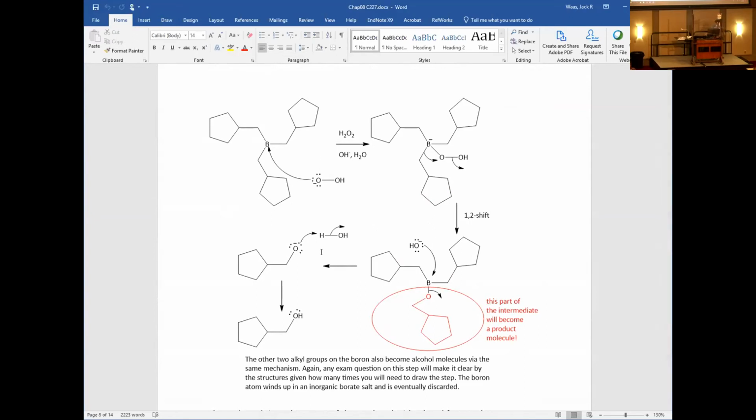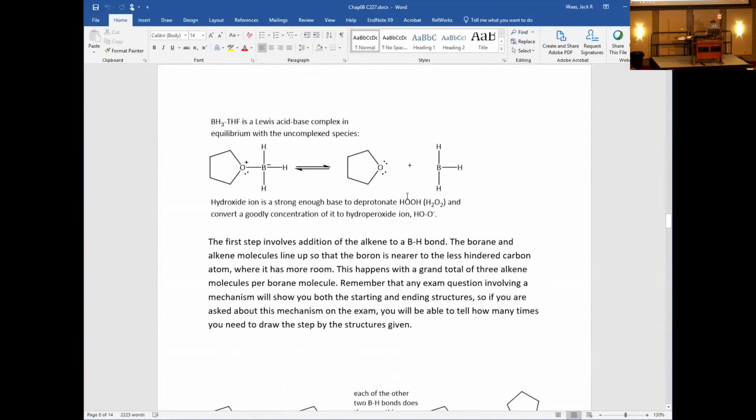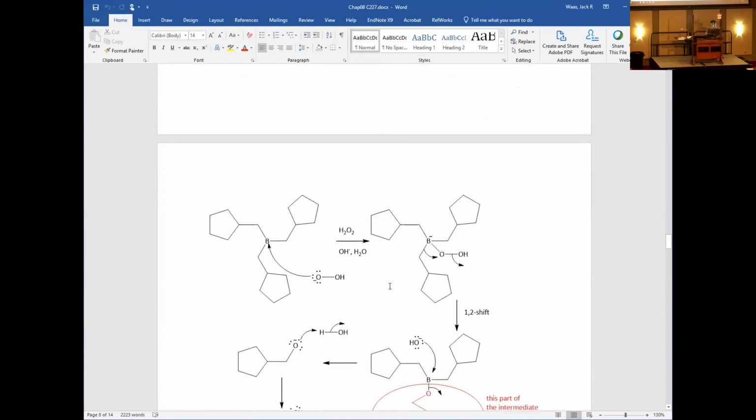I'm sorry, H2O2. Over here, I put that H2O2 gets deprotonated and makes the hydroperoxide ion. And that's where this comes from. So everything shown needs to be shown. Anything not shown doesn't have to be shown.